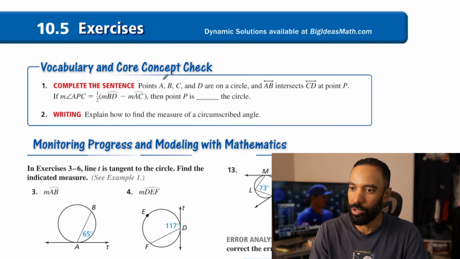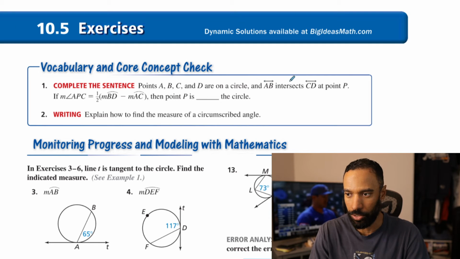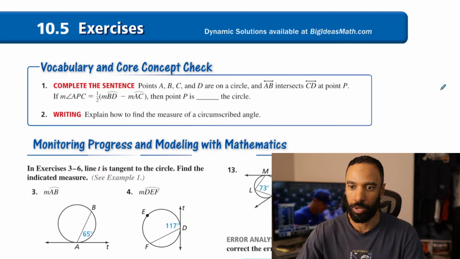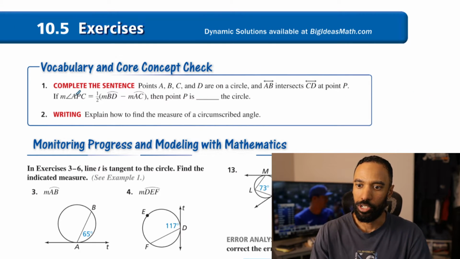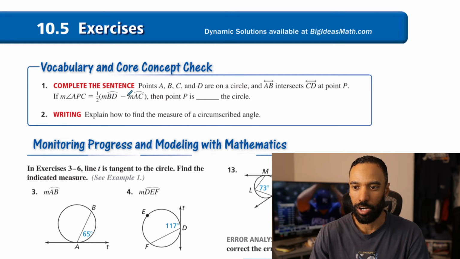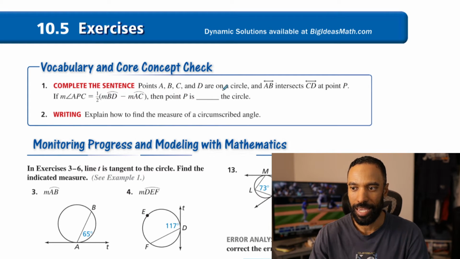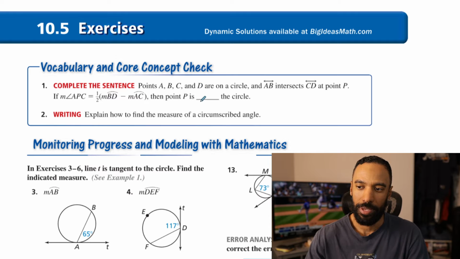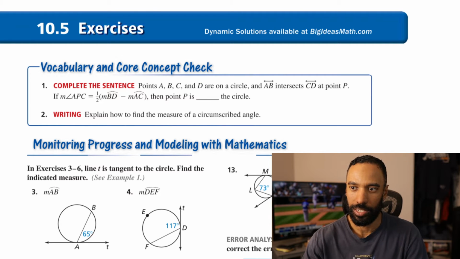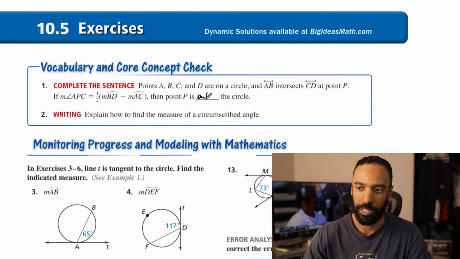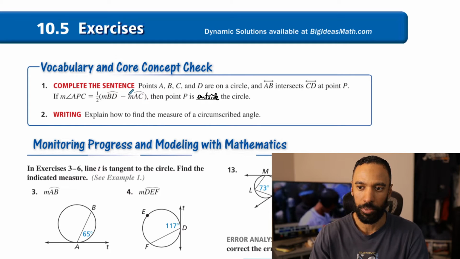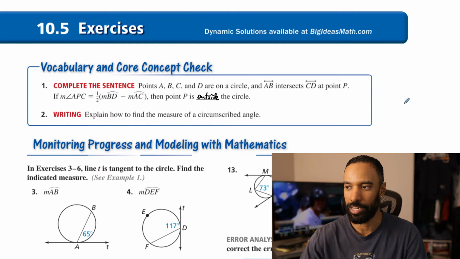Complete the sentence. Points A, B, C, and D are on a circle, and AB intersects CD at point P. If measure of angle APC is half the measure of arc BD minus arc AC, then P is blank the circle. It'll be outside the circle. Now, the only reason I can say that without needing to draw it is because in the formula they're mentioning a minus here. But let's get an idea of a drawing.